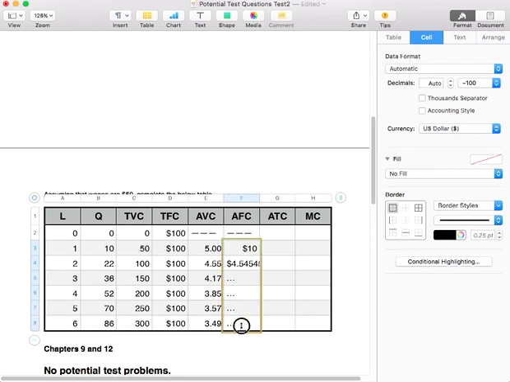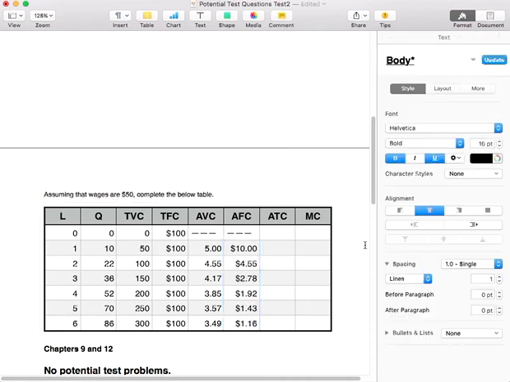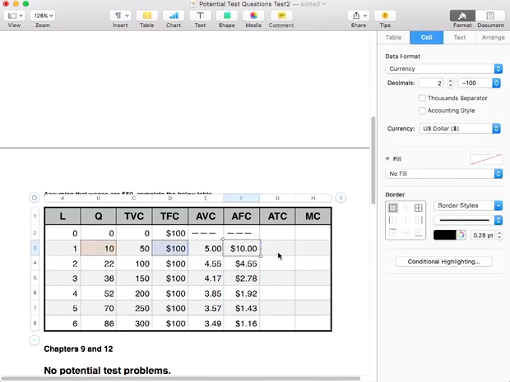And if we go all the way down, and let me again change that to 2 decimal places. So average fixed cost here is going to be 100 divided by 10. Here it's 100 divided by 22. Here it is 100 divided by 36. So it's just your total fixed cost divided by Q. 100 divided by 52, 100 divided by 70, and 100 divided by 86.